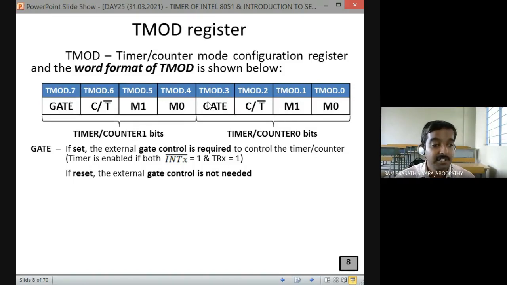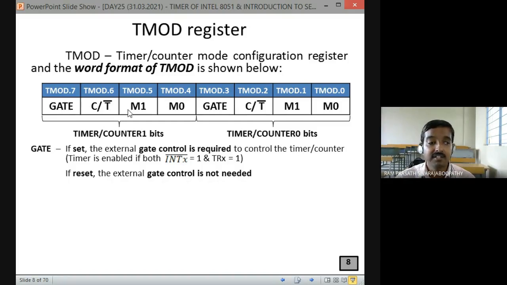If this bit is reset, the external gate control is not needed. If I set this bit to 1, then we are going to have an external control. So using that input, I can stop or start the timer operation, enable or disable the timer operation.